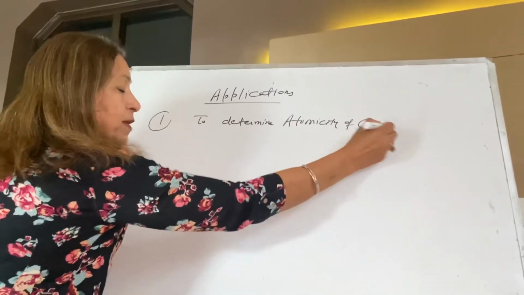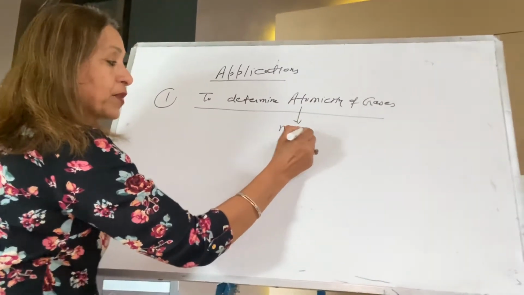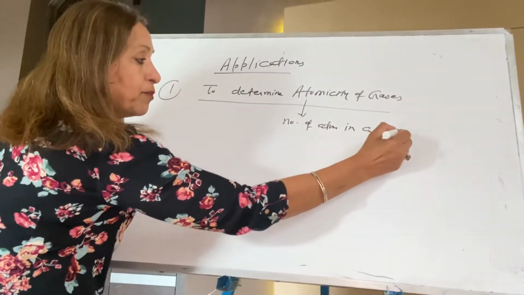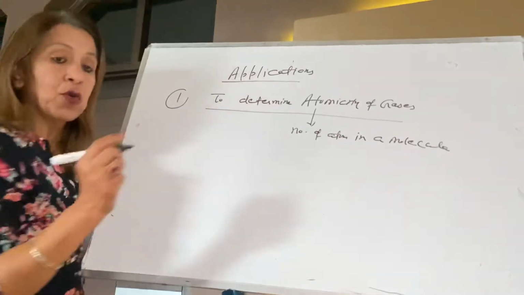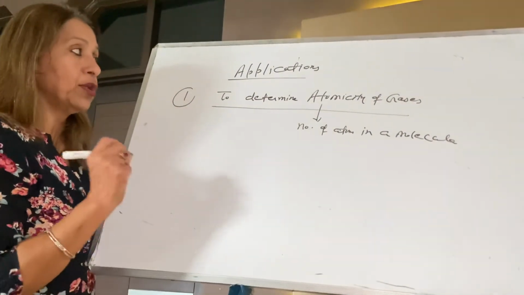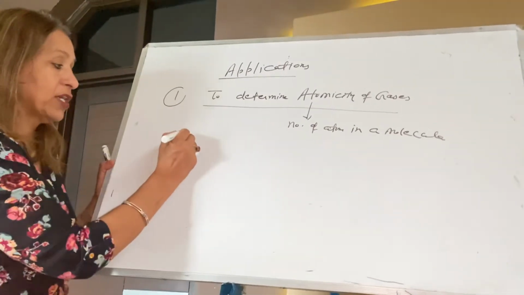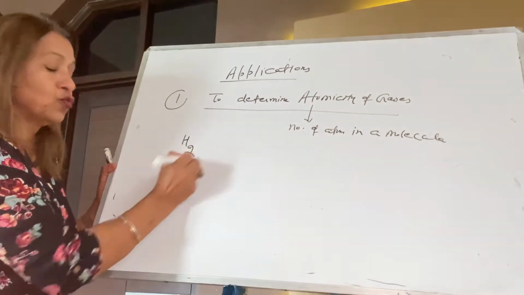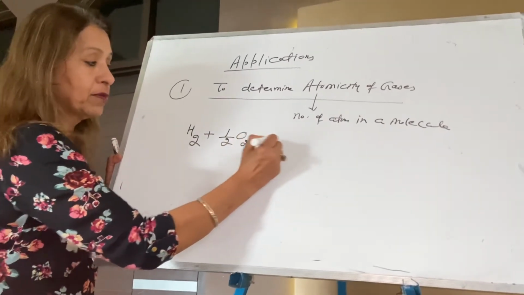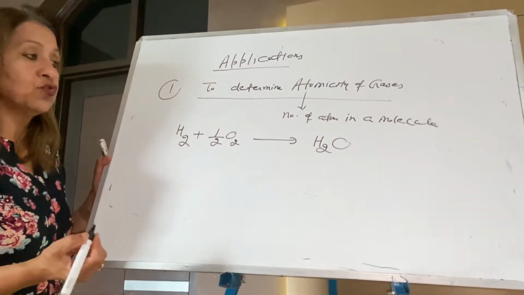Write down, the first application is to determine atomicity. Atomicity is the number of atoms in a molecule. Now I am starting with my atomicity term by taking the example of H2. Write down H2 plus half O2 arrow water.